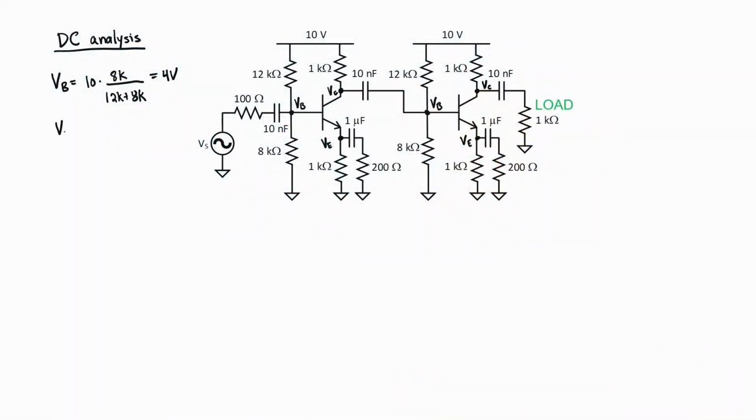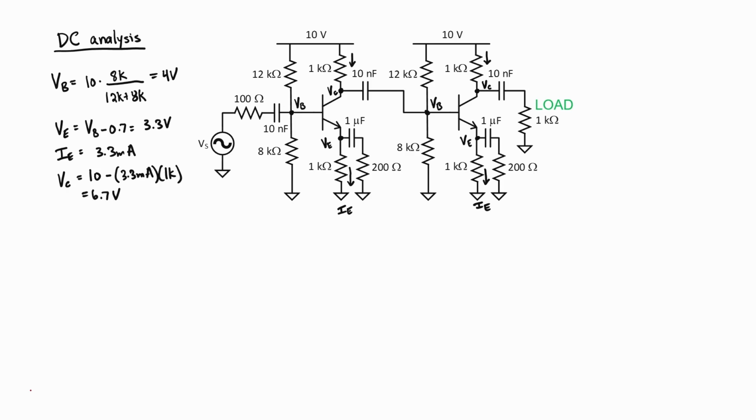The emitter voltage for both of these amplifiers is going to be 0.7 volts below the base voltage. We wind up with 3.3 volts. The emitter current is only going to be flowing through the 1 kilo ohm resistor. It works out to just 3.3 milliamps then. That same current flows through the 1 kilo ohm collector resistor, and that allows us to find the collector voltage.